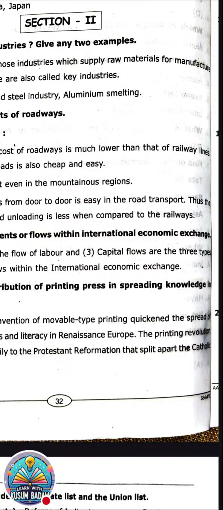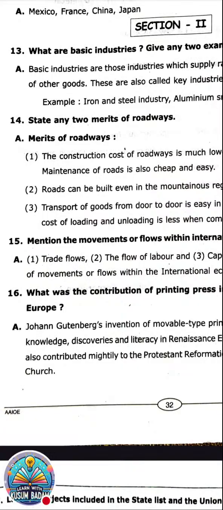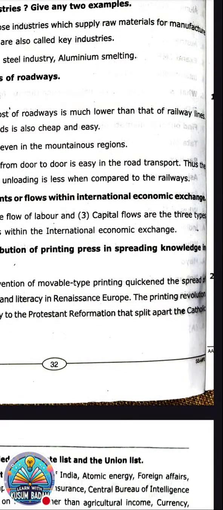So here, what is Renaissance? That is the new Europe, where they started with the spread of knowledge. After the printing press, knowledge spread out and the literacy rate increased. Then the printing revolution also contributed mightily to the Protestant Reformation that split apart the Catholic Church. So here, Protestant Reformation. If you remember, at that time the Protestant church was popular.